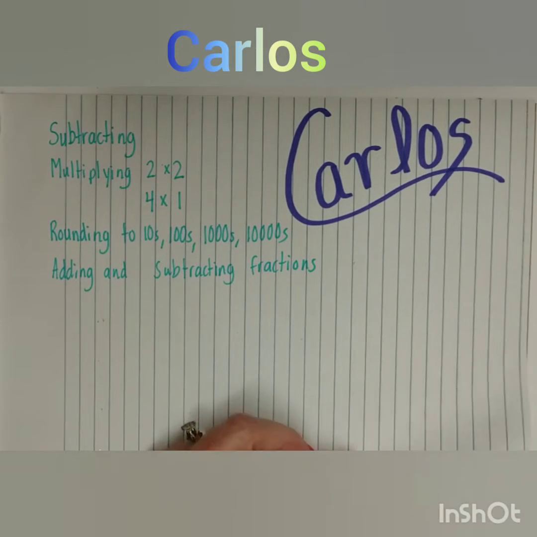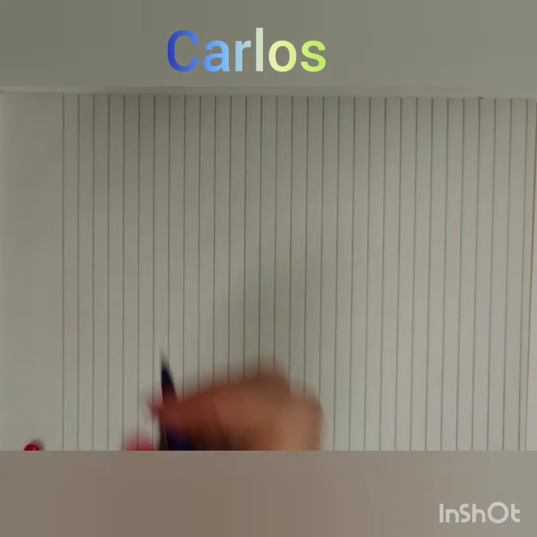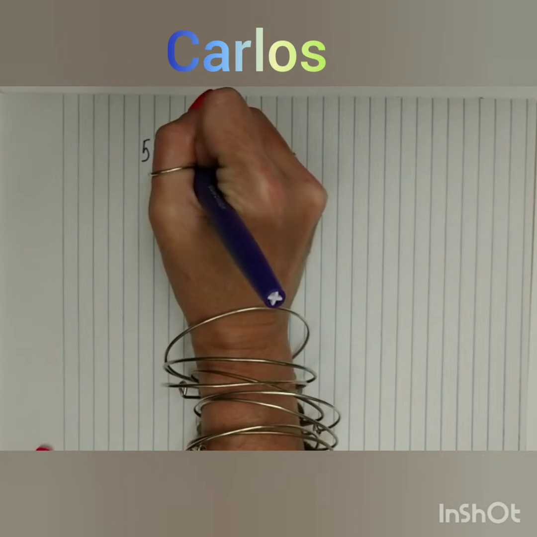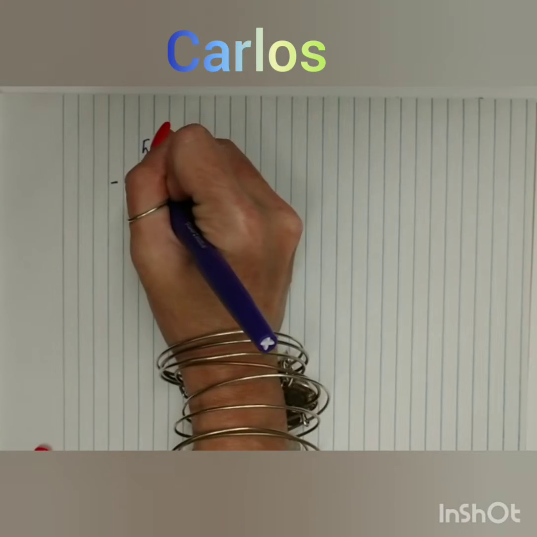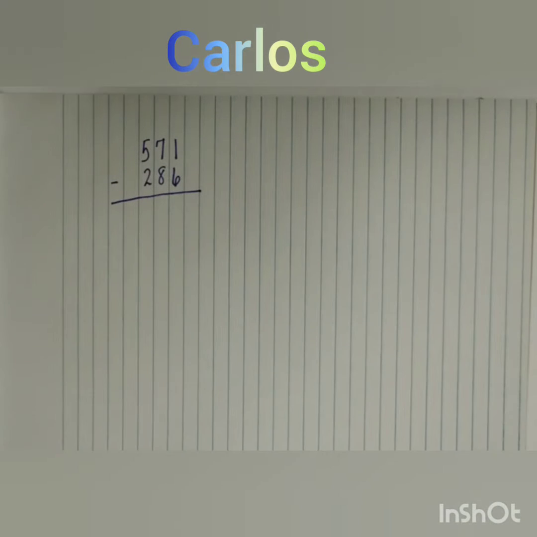All right, so the first thing we're going to do is start off with subtracting. I'm going to show you a couple things, and then I'm going to have you solve some subtracting problems, okay? So we have 571 minus 286. All right, Carlos, explain to me, how do I start doing this?